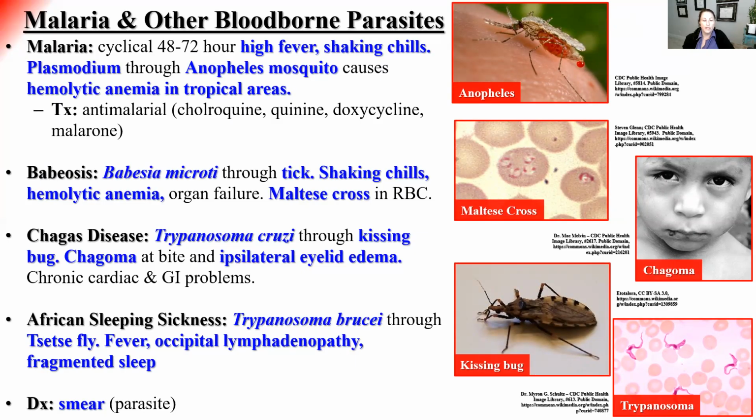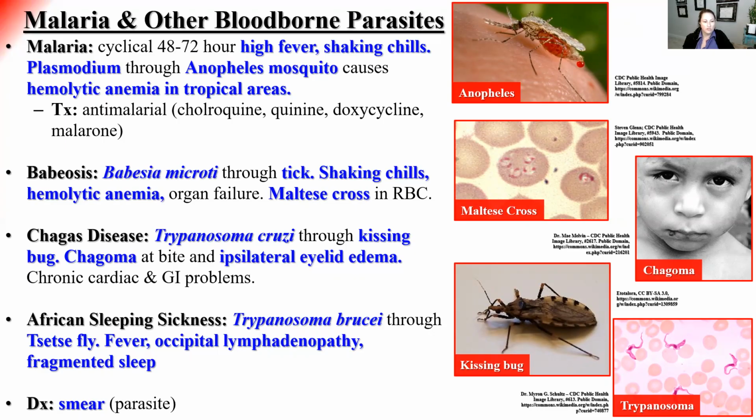Chagas disease, or Trypanosoma cruzi. This is through the kissing bug, and that's the second picture there. It kisses, it bites on the lip. So you get the chagoma, which is in the picture over there to the right, and ipsilateral eyelid edema on that side. That can lead to chronic cardiac and GI problems.